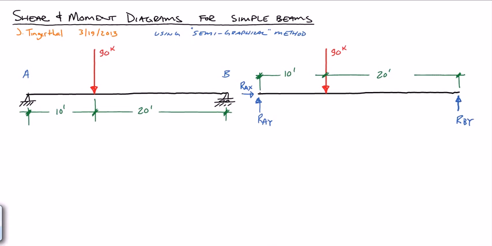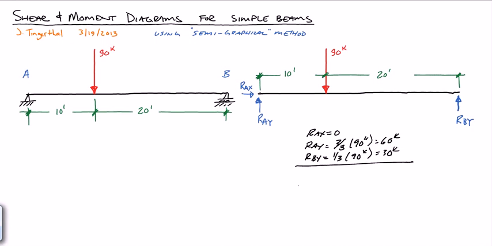We could do this by proportion because the 90 kip load is at the 1/3 point, and because there's no horizontal reactions, we could immediately say RAX is equal to 0, RAY is equal to 2/3 of 90 kips, which is 60 kips, and RBY is 1/3 of 90 kips, or 30 kips.